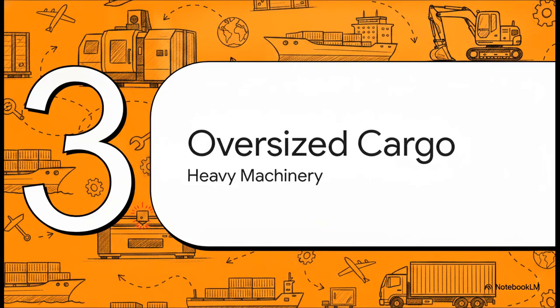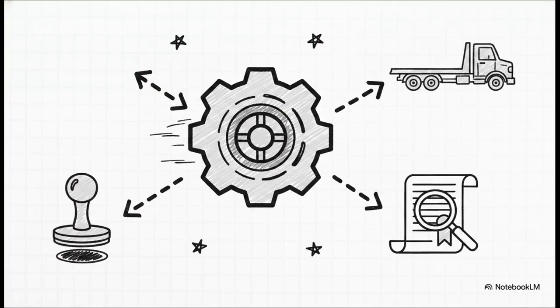Now let's shift gears to section 3, oversized cargo, like heavy machinery. When you're importing a massive piece of equipment, say a CNC machine, a laser cutter, or even a mini excavator, the standard rulebook gets completely thrown right out the window. You can't just book standard freight for an industrial machine. It requires serious end-to-end logistics execution.